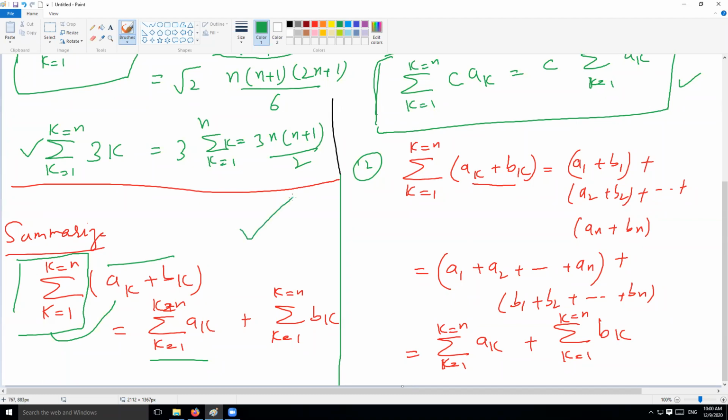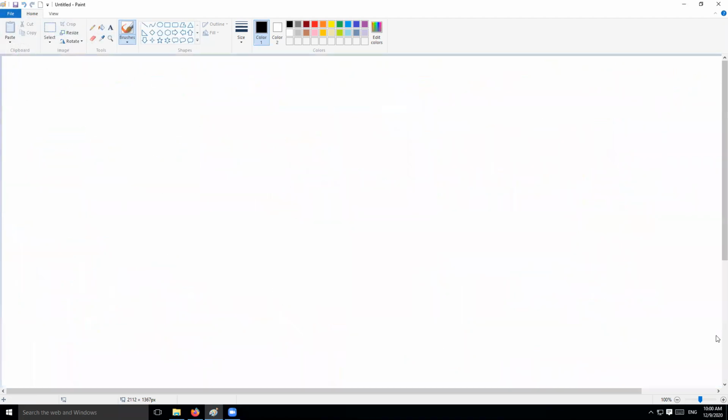What does this second property tell you? Yes, sir. If you have understood it, now you can see the real miracles of these two properties.